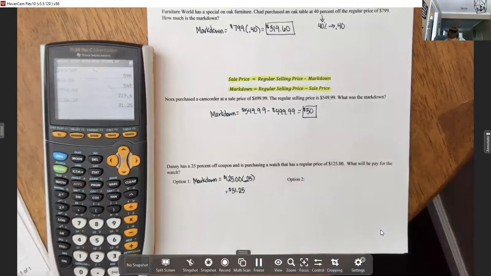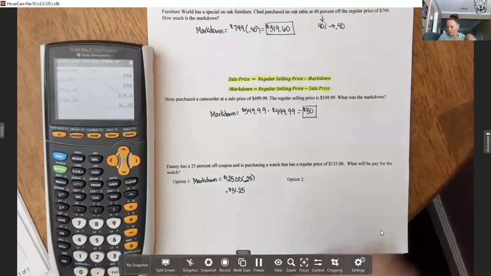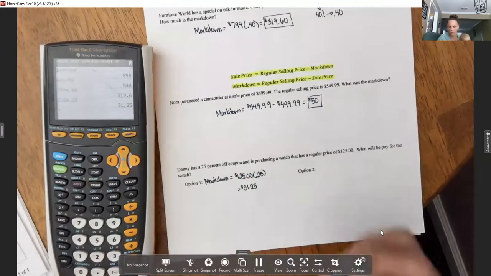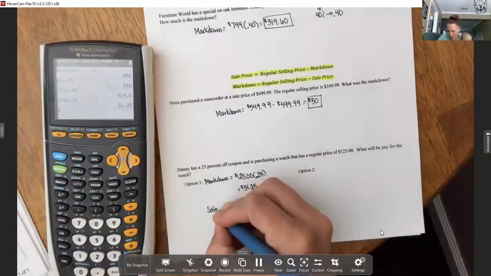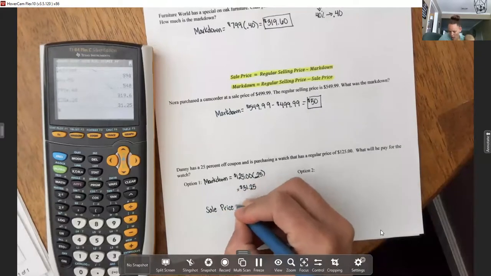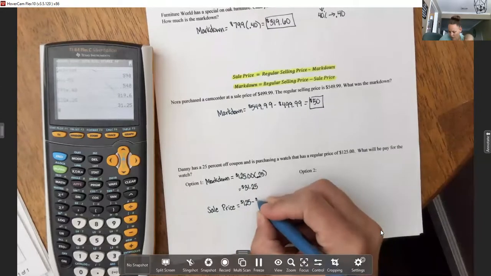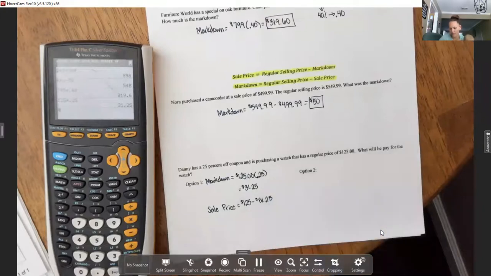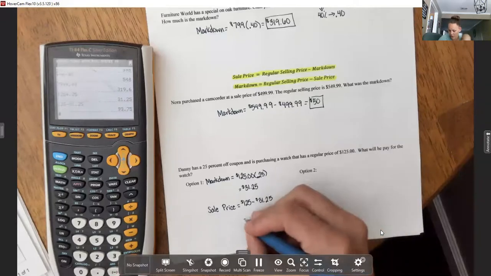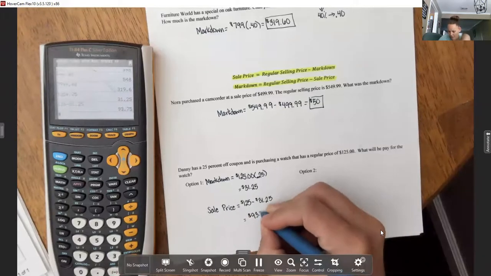But that's not what the problem asked. This problem said, what will he pay? So that markdown, that's how much money he's saving. So if we want to know the sale price, then we do the $125 minus the $31.25. So 125 minus the 31.25 that he's saving from the markdown. So the sale price is $93.75.